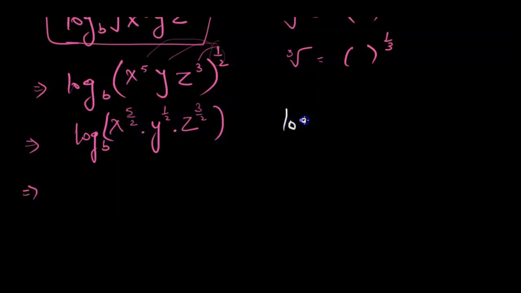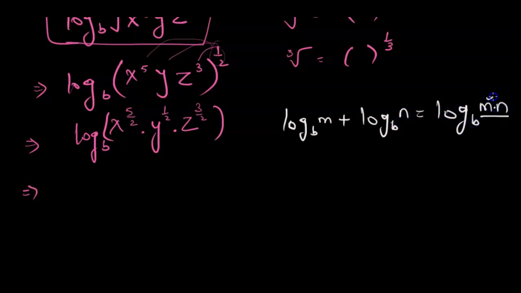We know that log to the base b of m plus log to the base b of n is equal to log to the base b of mn. So if there is a product of two terms and we want to separate them out, this is how we separate them out, by putting a plus sign in between.